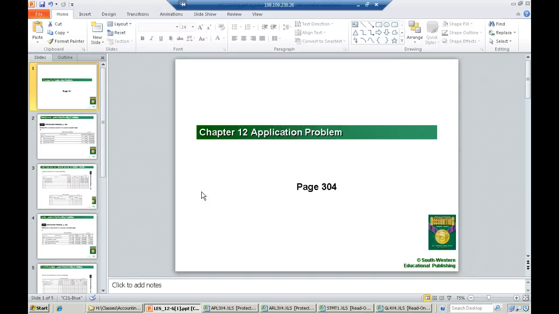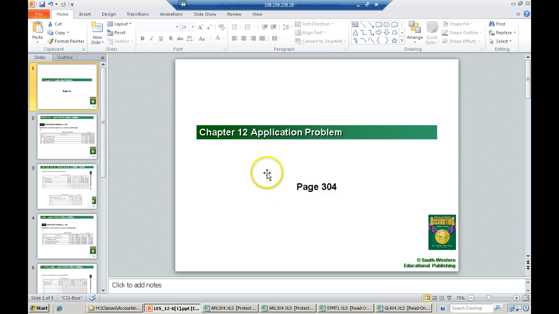We're going to start Chapter 12, Application Problem. This is on page 304 of your book. We're going to work through all of the application problems together. Maybe you've done this already. Maybe you have an opportunity to copy and paste from some of the stuff that you've done in the sections of Chapter 12. You can paste into your Excel spreadsheet.